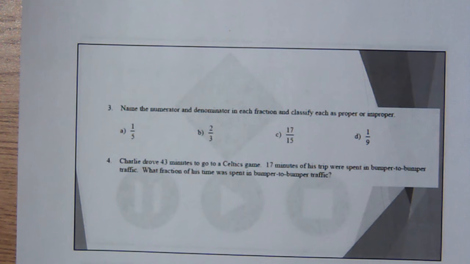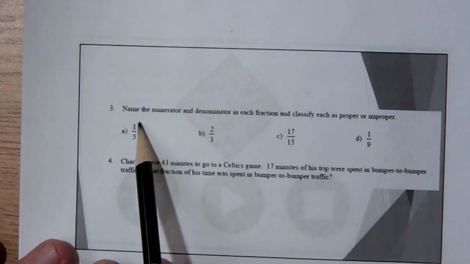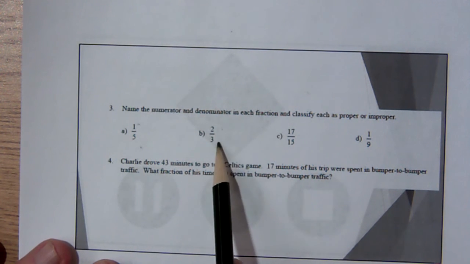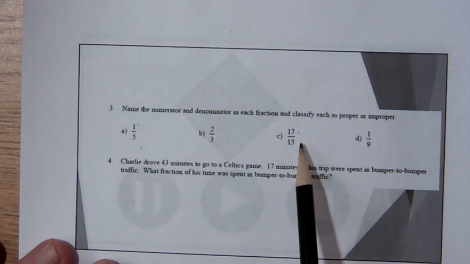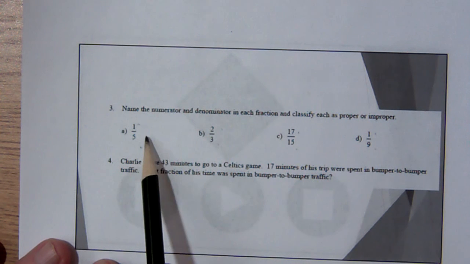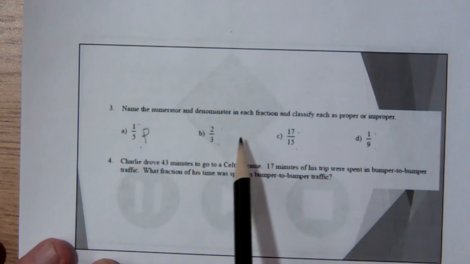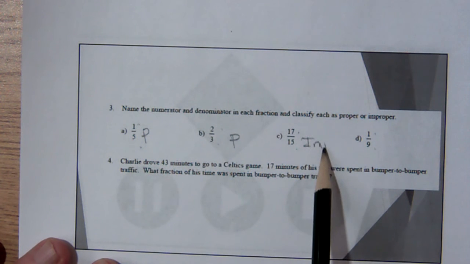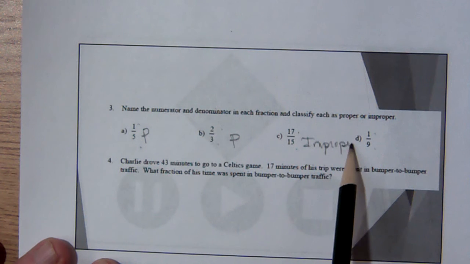I am back with you now, and we'll talk about the numerator and denominator. So 1 is the numerator, 5 is the denominator, 2 is the numerator, 3 is the denominator, 17 is the numerator, 15 is the denominator, 1 is the numerator, 9 is the denominator. And this is proper, proper, improper, and proper.